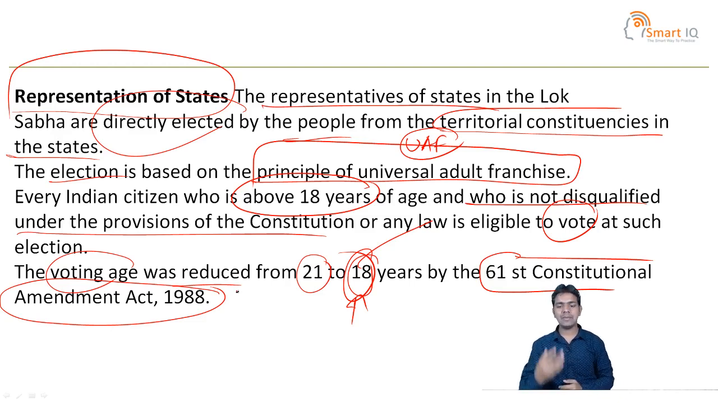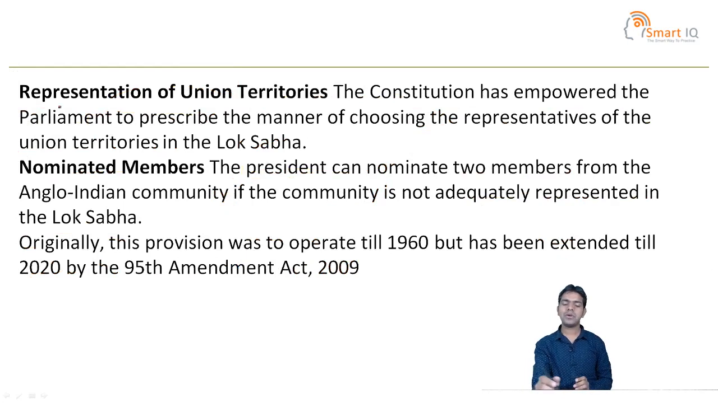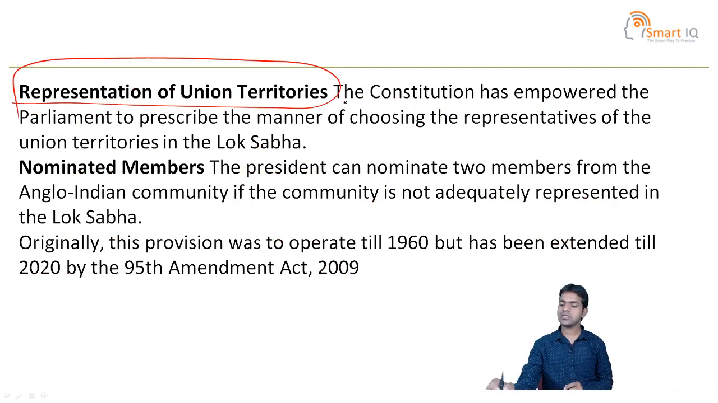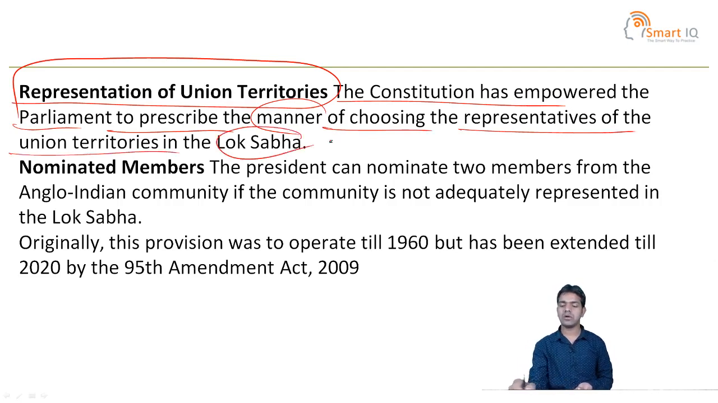So this is the representation from the states, where the election is based on the principle of universal adult franchise. Next, the representation of the union territories in the Lok Sabha. The Constitution has empowered Parliament to prescribe the manner of choosing the representatives of the union territories in the Lok Sabha.